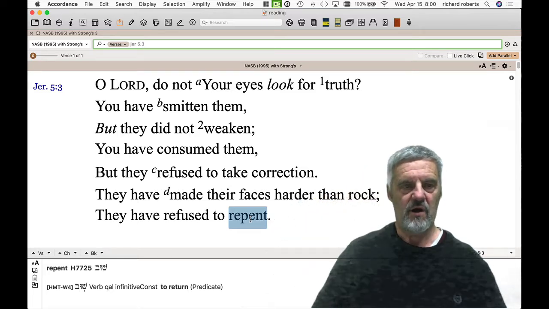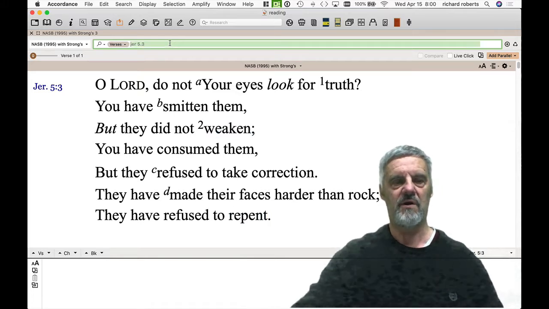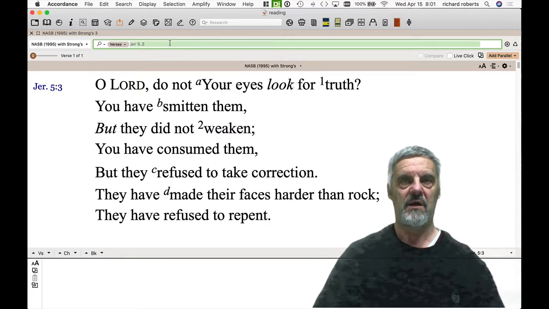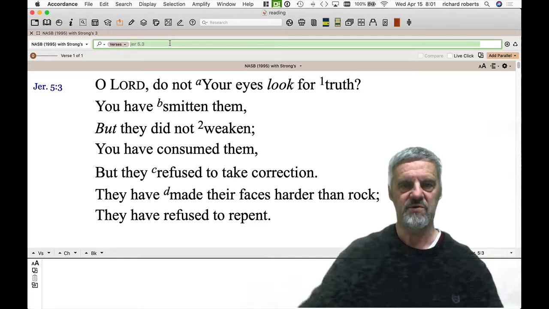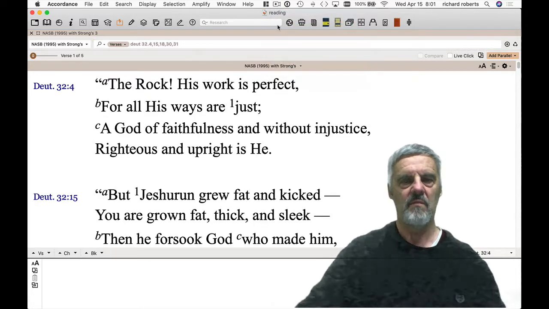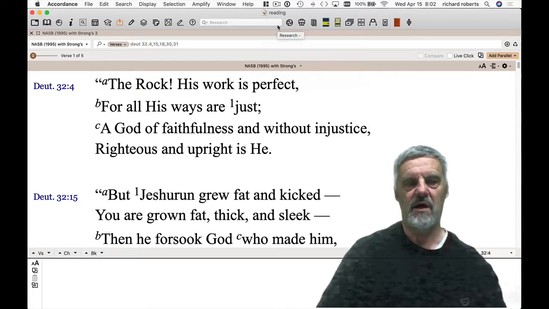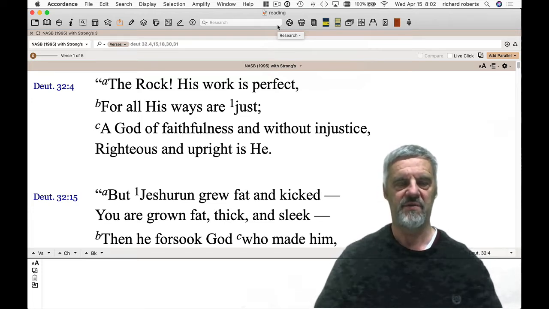The imagery of a rock is used outside of the book of Psalms, and what I want to just show you is it's prevalent throughout all periods of history in the Old Testament. The image of the Lord as a rock did not begin with King David or with the book of Psalms. The imagery of the rock as an image for the Lord did not begin with David.